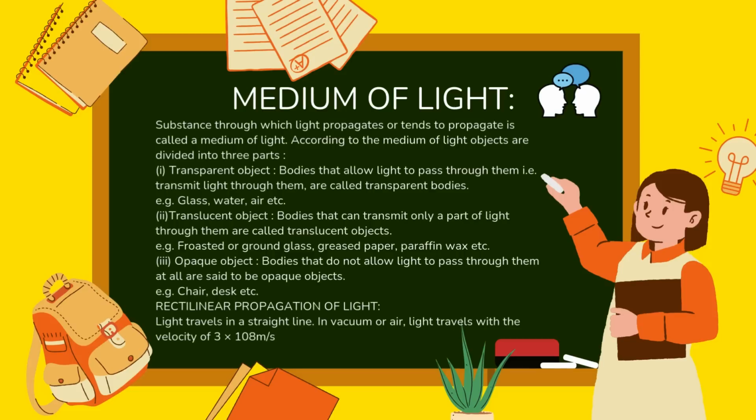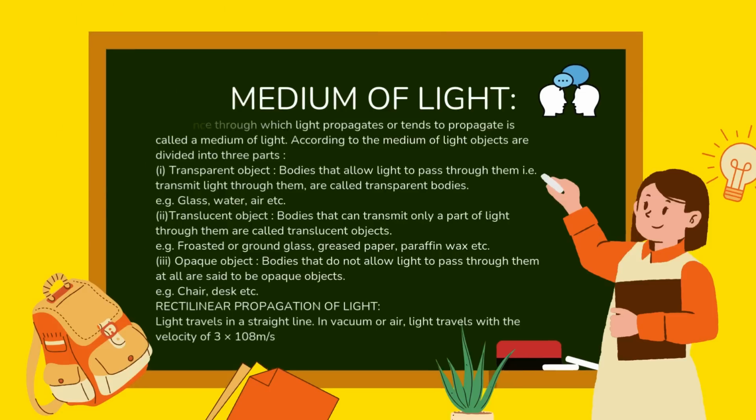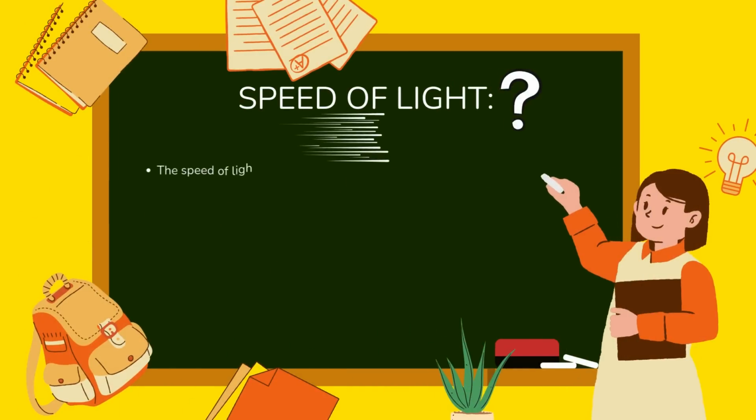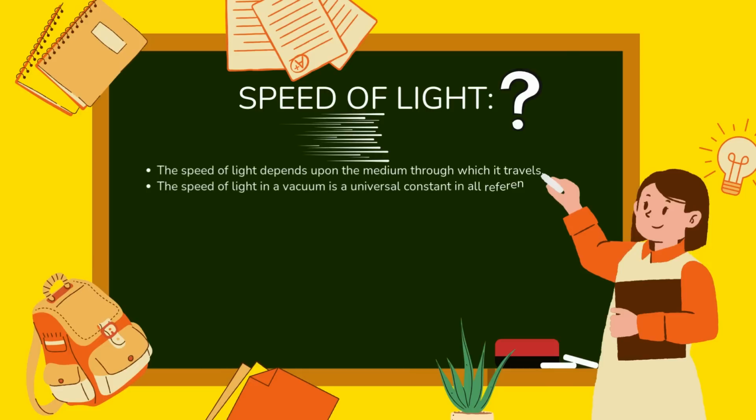Rectilinear propagation of light. Light travels in a straight line. In vacuum or air, light travels with the velocity of 3 times 10 to the power 8 meters per second. Speed of light. The speed of light depends upon the medium through which it travels. The speed of light in a vacuum is a universal constant in all reference frames.